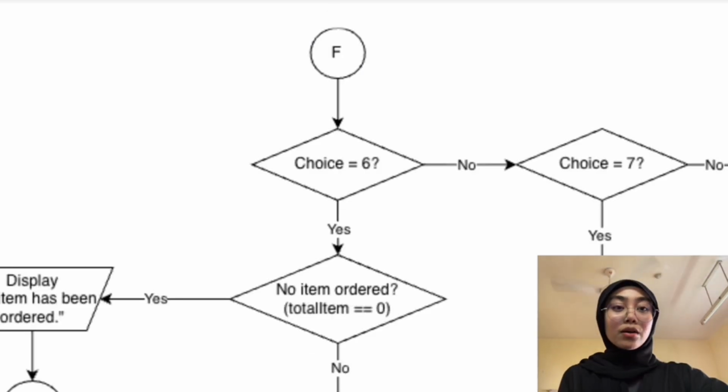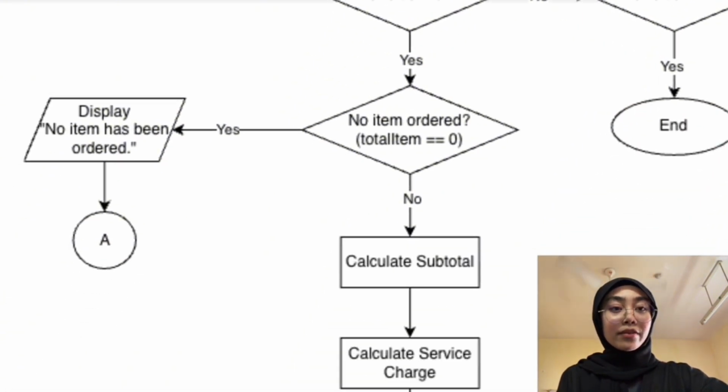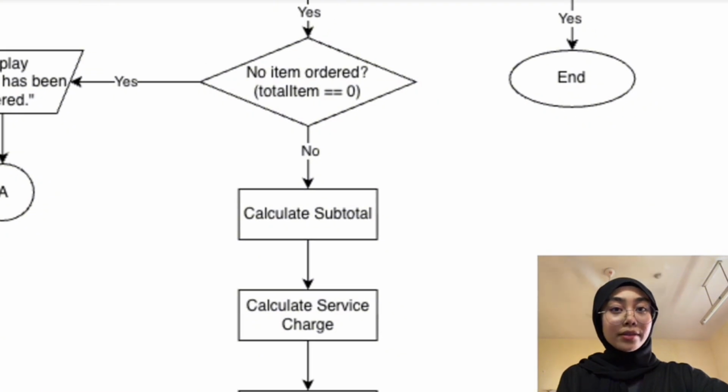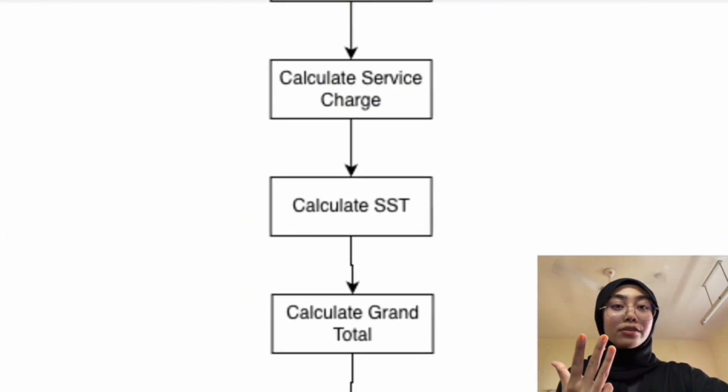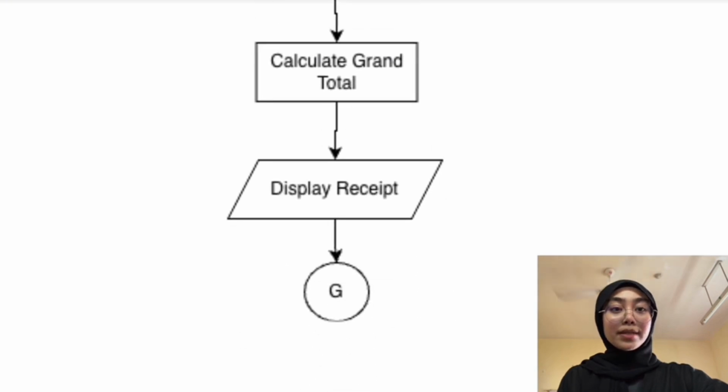If the customer selects option 6, the flow continues through connector F to the checkout process. The system first checks whether any items have been ordered. If there are no items, the system displays "no items have been ordered." Then it will return to the main menu through connector A. If there are items, the system calculates the subtotal, service charge, SST, and finally the grand total. Next, the system displays the receipt.